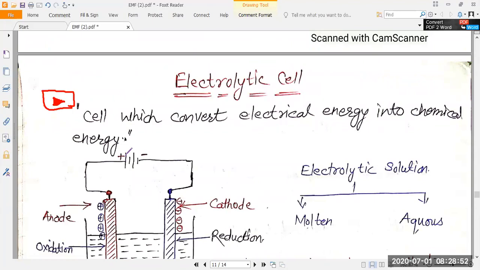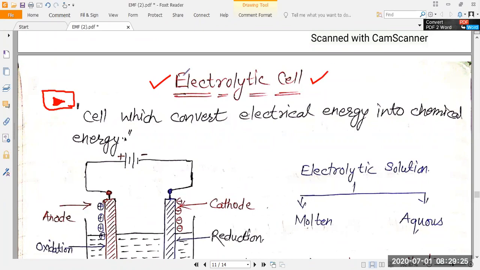Now, an important point we are going to discuss: the electrolytic cell. Electrolytic cell is a very important term. First we have completed the electrochemical cell. In an electrochemical cell, chemical energy is converted into electrical energy, but the electrolytic cell is totally different as compared to the electrochemical cell.